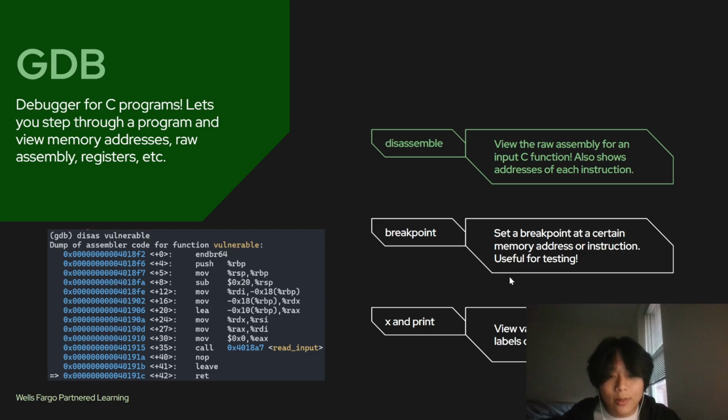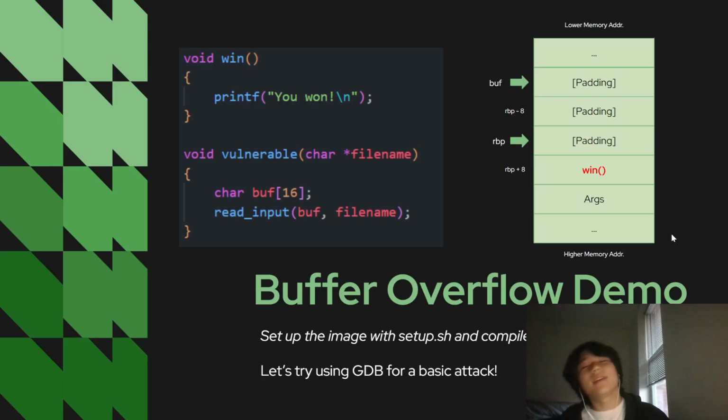Last thing we're going to use are the X and print commands, and these will allow you to view values associated with memory addresses and labels respectively, so like variables or just raw memory addresses. I think we're going to be making more use of the X command, and there's a bit of nuance as to how the syntax for that works, but we'll get into that with the following demo. Speaking of which, we should know enough to get started with our first buffer overflow attack now.